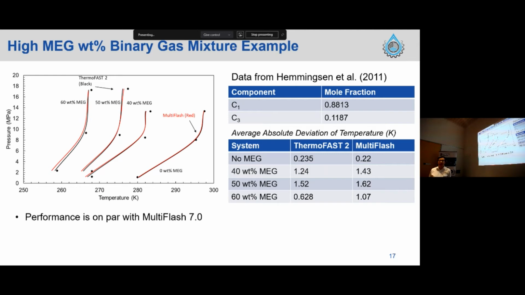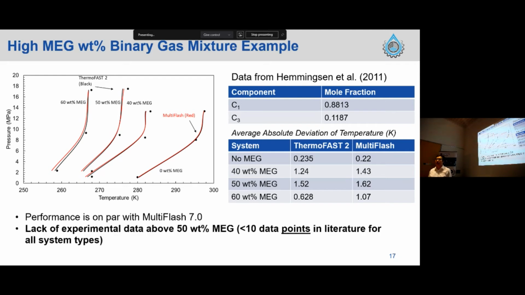And what I want to highlight is that at these higher MEG dosages, particularly above 58%, there's not really much experimental data. So here you're looking at maybe one of the three data points at 68%, and there may be 3 or 4 others above 58% MEG available in literature for all types of hydrocarbon systems. So there's really a big knowledge gap in this area.